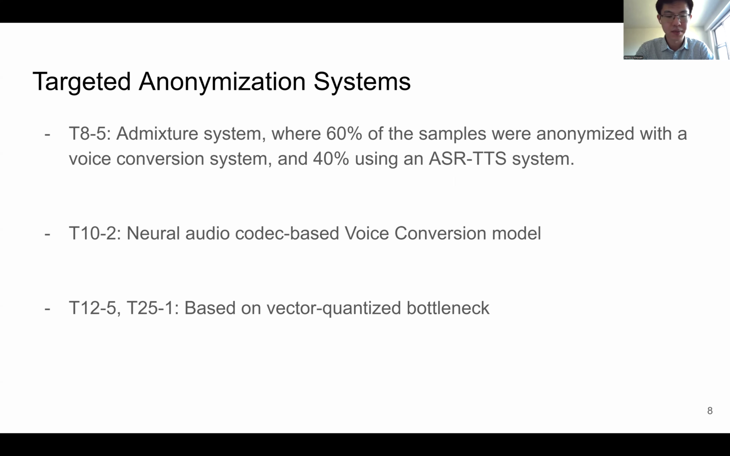Other anonymization systems that we attacked are mostly based on either neural audio codecs or vector quantized bottlenecks, both of which employ a discretization process to remove excess speaking information from an utterance.